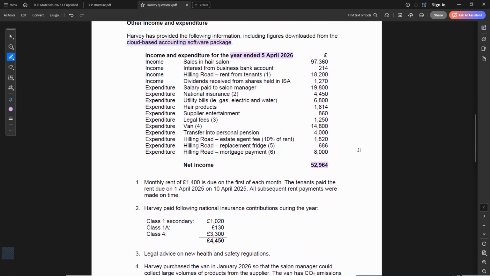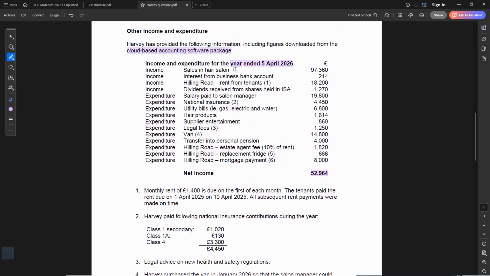So we can see in here, we've got firstly income sales in the hair salon, and then we've got interest from the business bank account, interest from Hilling Road, rent from tenants. So we've got a number of different income amounts here. This doesn't all relate to the trading income. So we're going to need to strip out which amounts relate to the trading income and which amounts relate to other income. And the same with the expenditure. We've got salaries paid to the salon manager, but then we've got some Hilling Road costs relating to the rental property. So we're going to need to split out which expenses relate to trading and which expenses relate to non-trading.